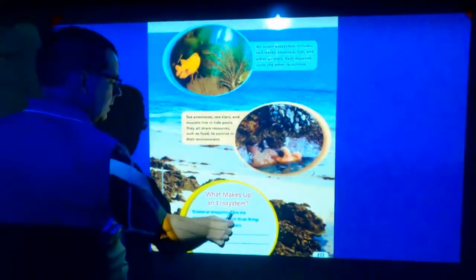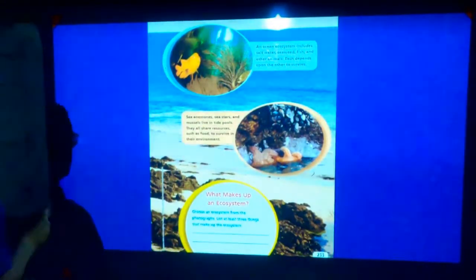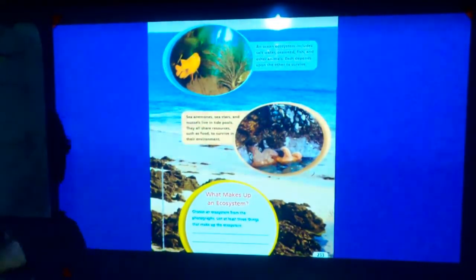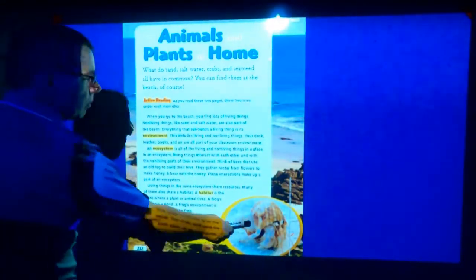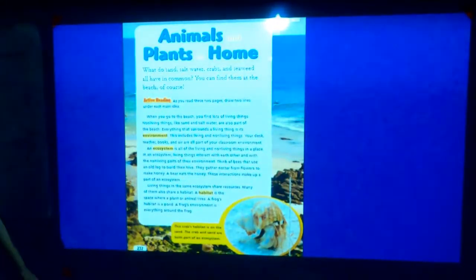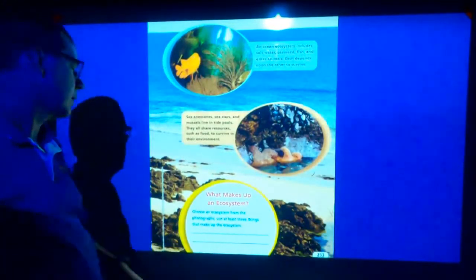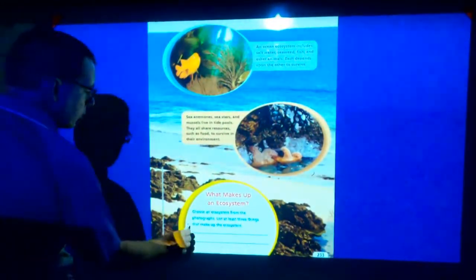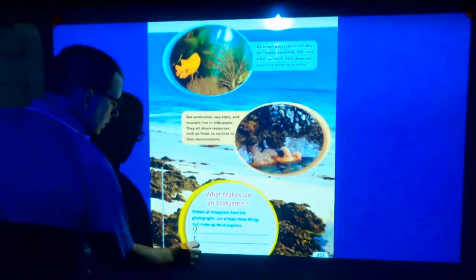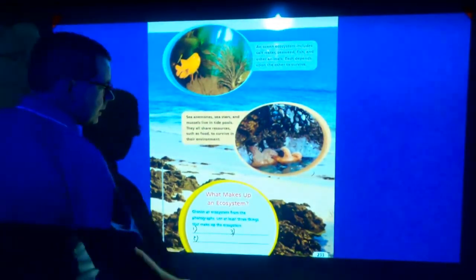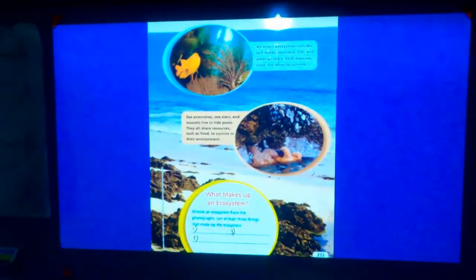What makes up an ecosystem? Choose an ecosystem from the photographs. So you look back at these two photographs, and then list at least 3 things that make up the ecosystem. So you've got to list 3 things that make up the ecosystem from one of the pictures. And that's all you need to do. You need to answer all the other questions, and you are good for science for the day.